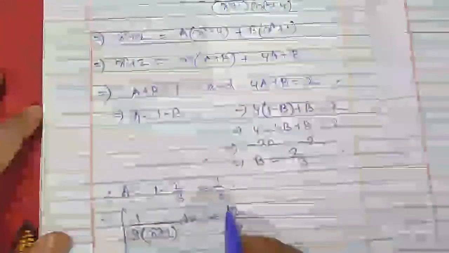So therefore we have 1 by 3 into integration dx by (x square plus 1) plus 2 by 3 into integration dx by (x square plus 4), or you can write it like this.